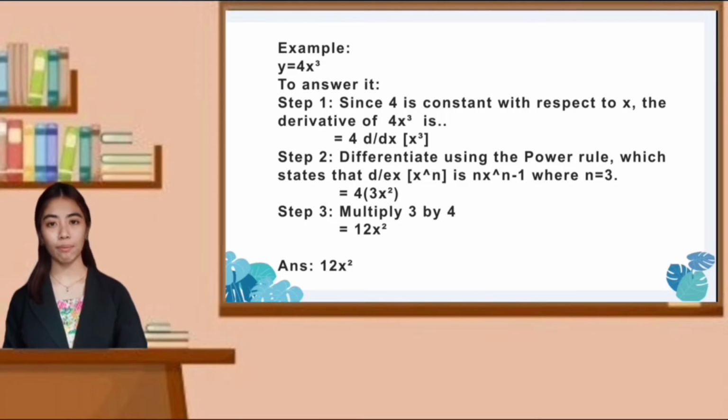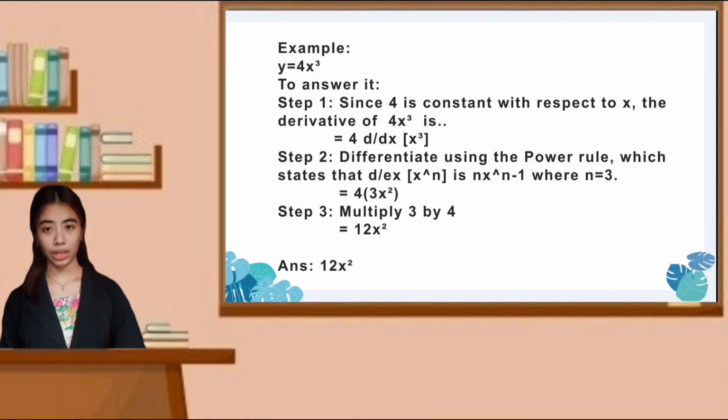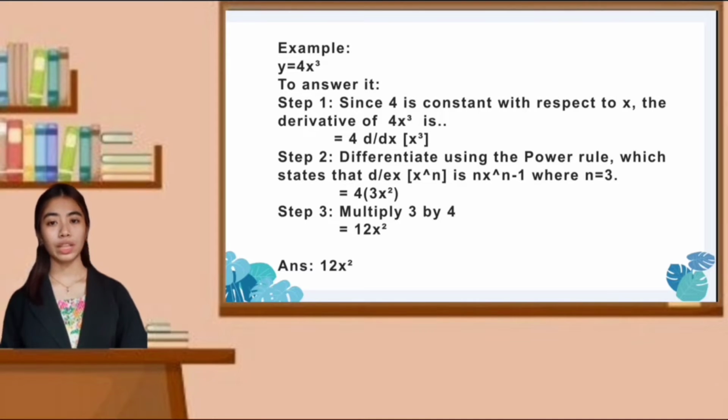To answer it, step 1. Since 4 is constant with respect to x, the derivative of 4x to the third is 4 d over dx of x to the third. Step 2. Differentiate using the power rule, which states that d over dx of x to the n is nx to the n minus 1, where n is equal to 3. So, 4 multiplied by 3x squared. Step 3, multiply 3 by 4. So, the answer is 12x squared.